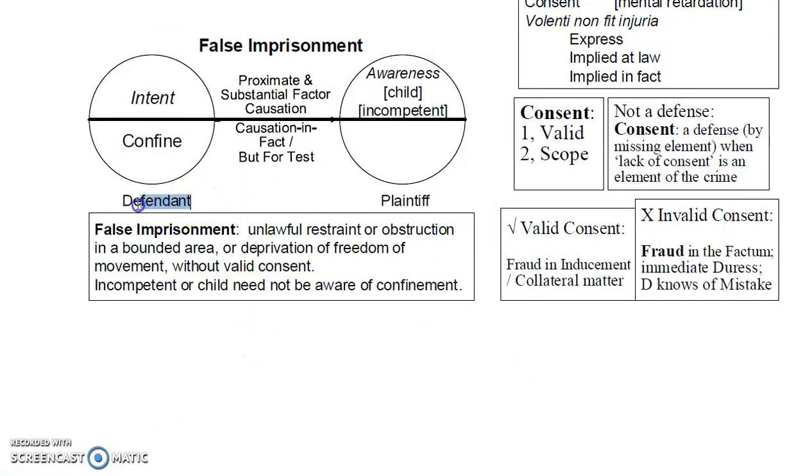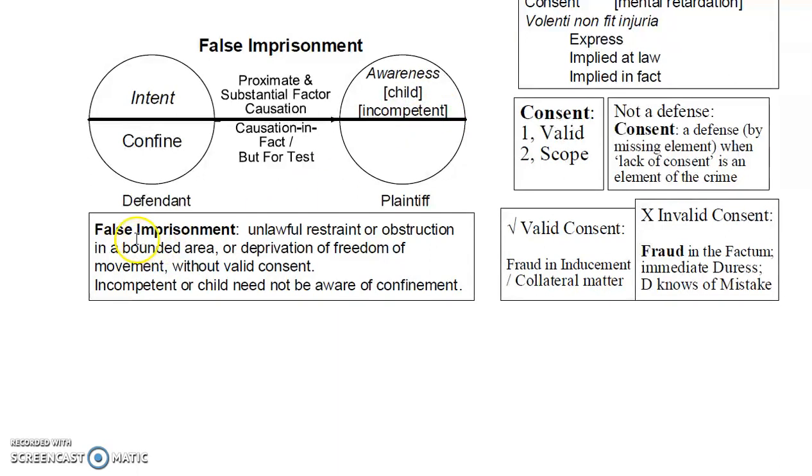So the defendant, in this case Victor, should have committed an act to confine the plaintiff, Ben. The defendant, Victor, needs to have intent to confine. And the action that Victor performed should be the cause in fact of the confinement and the legal proximate cause of confinement. Notice that the plaintiff needs to have been aware of the confinement, although the exceptions are that a child or an incompetent person does not need to be aware of the confinement.